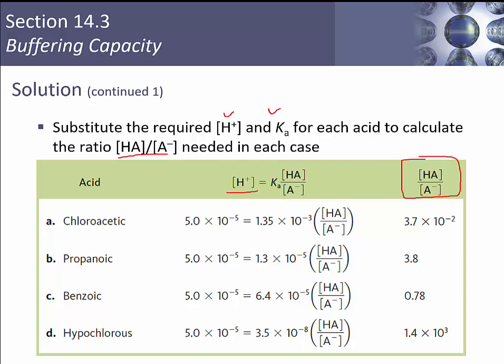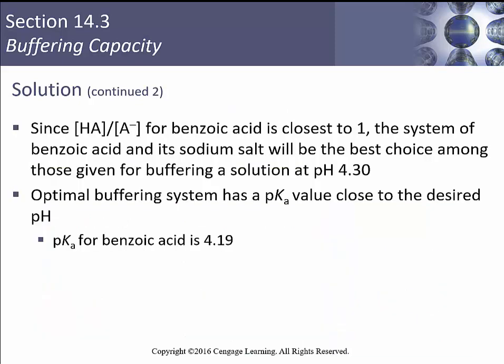Right? We've got these two guys that are kind of in the middle. And since benzoic acid is the one that is closest to 1, the system of benzoic acid and its sodium salt will be the best choice among those given to give you a buffering solution at a pH of 4.3. The optimal buffering system has a pKa value close to the desired pH, and the pKa value for benzoic acid is 4.19. So looking at this pKa value and the target pH, we know that our ratio is going to have to be a little bit more towards the A- side rather than the HA. So we're going to want something that's a little bit bigger than 1.